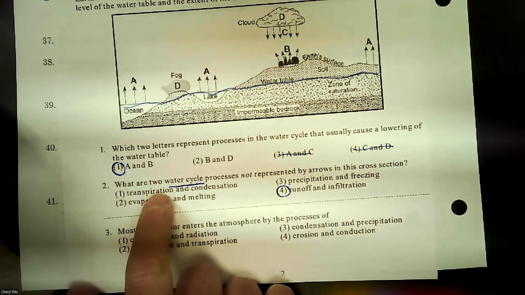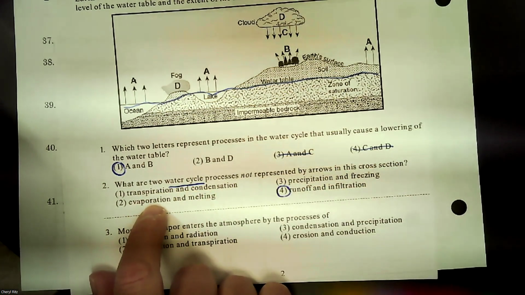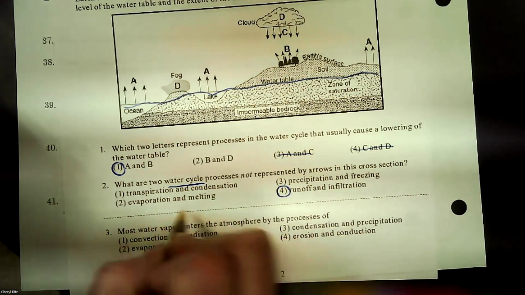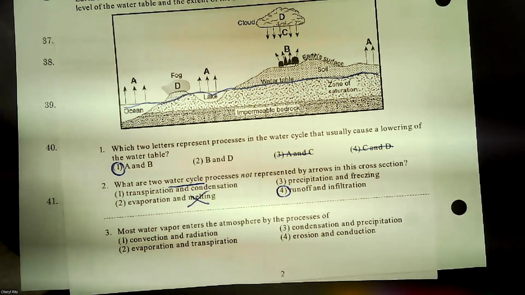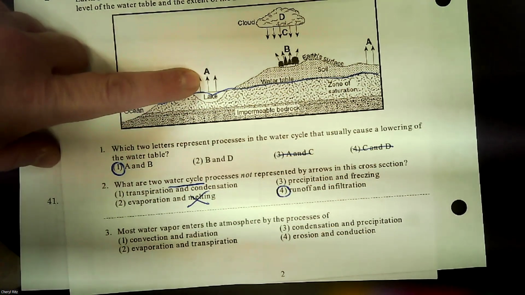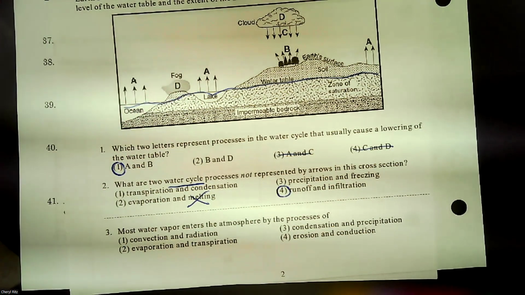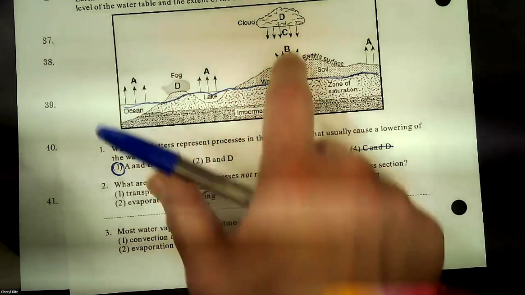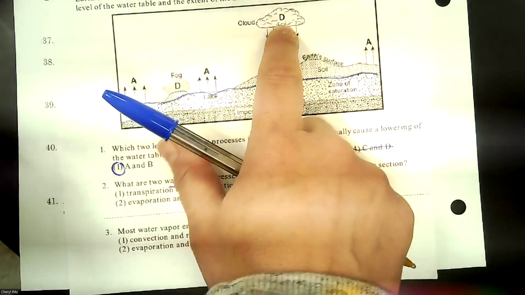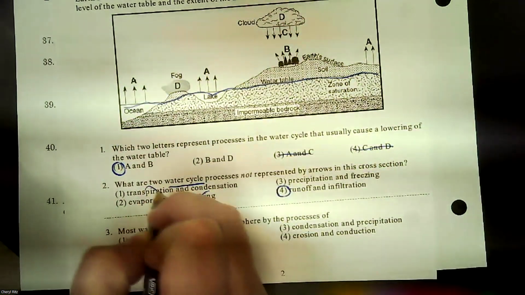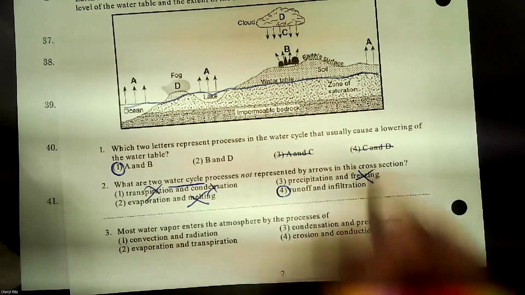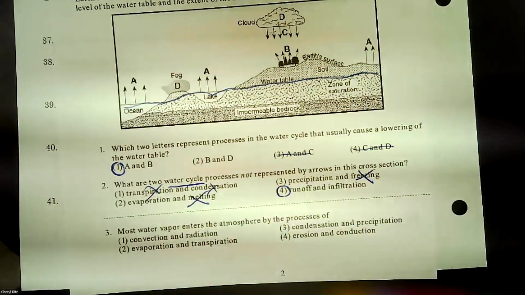I did see evaporation and melting. I think I saw some people holding up 2. Remember, melting is not even on the water cycle. So that can't be it. And evaporation is there. It's letter A. For this one, transpiration and condensation. Transpiration's B. D is condensation, so that one's not it. And precipitation and freezing, again, freezing was not on the water cycle, and precipitation was C.